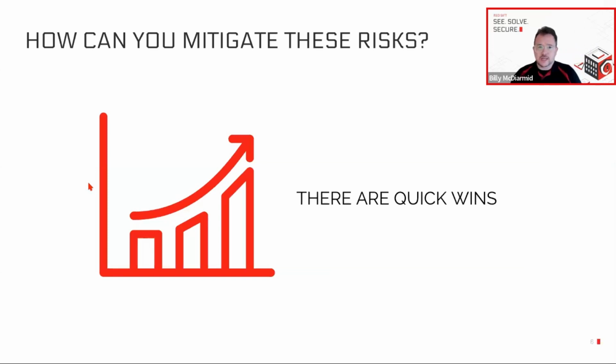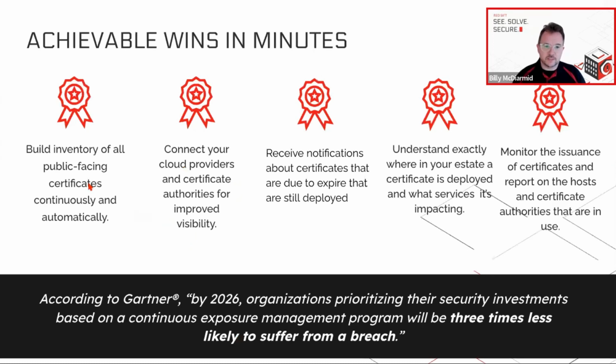But actually, it's relatively straightforward and relatively quick to mitigate the risks that come with certificates. Quick wins can be made. It's fairly easy to start putting in place automated processes that mitigate the risks that come with certificates. And there are achievable wins in minutes. I'm going to give you a demonstration of what that looks like in a second. But there are 5 key things that you can do really quickly in minutes to mitigate the risk.